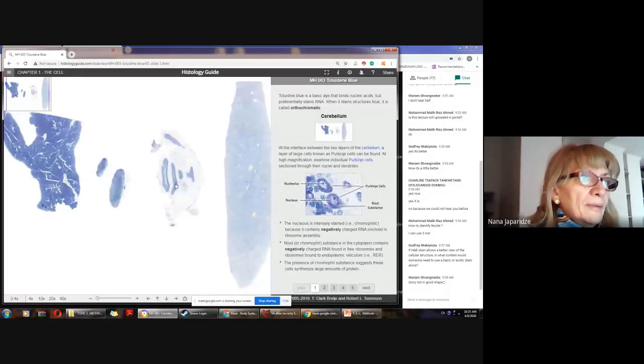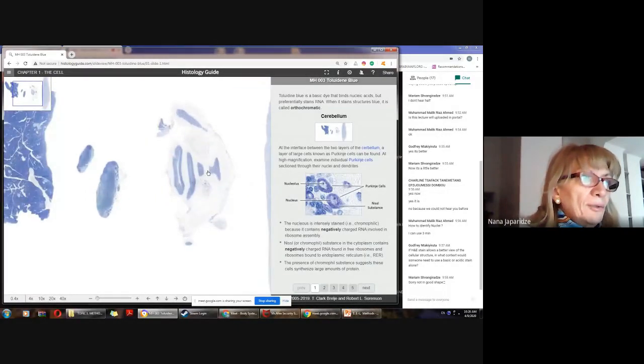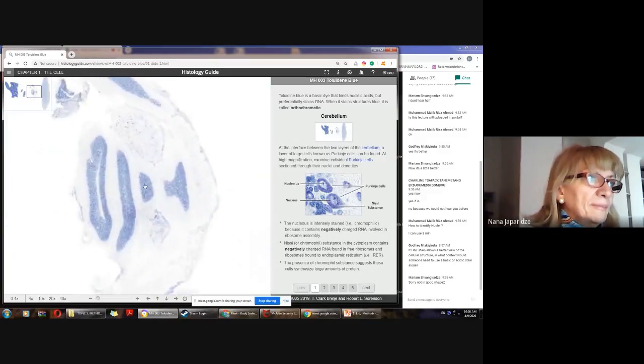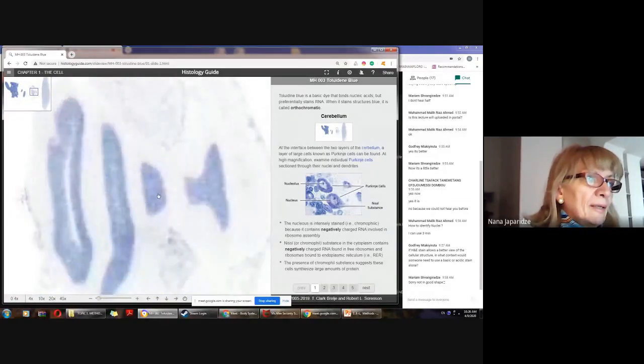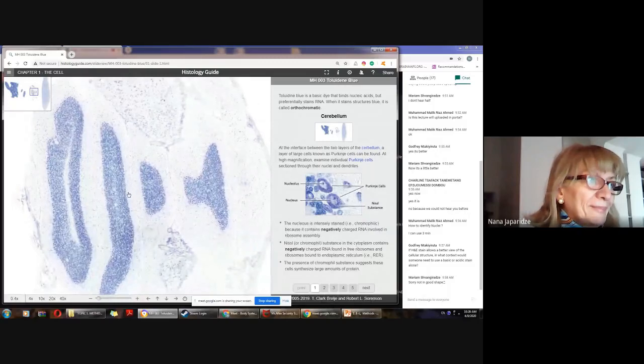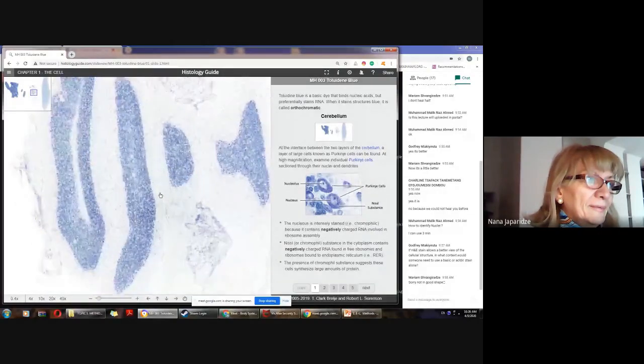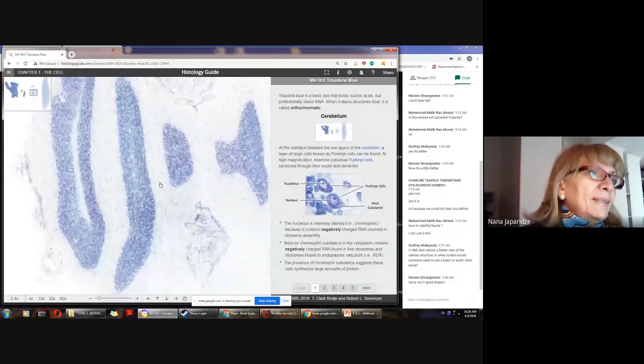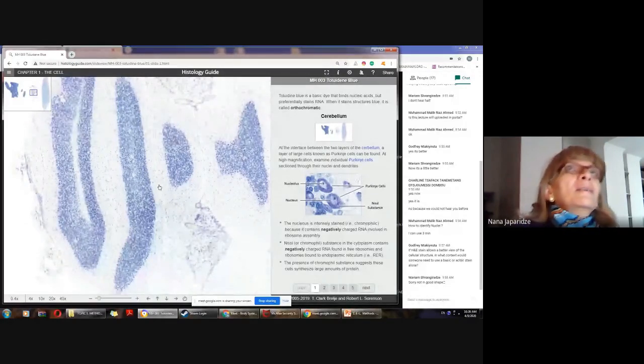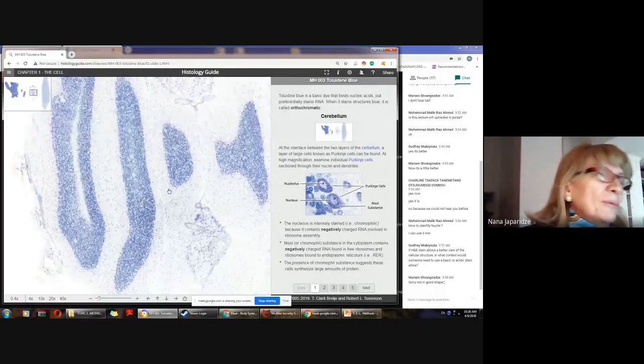So, brain, part of brain, for example, cerebellum. Look, there are some types of cells which are very well visible using the basophilic staining. For example, neurons.